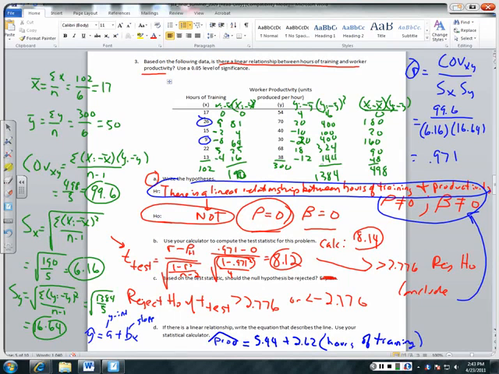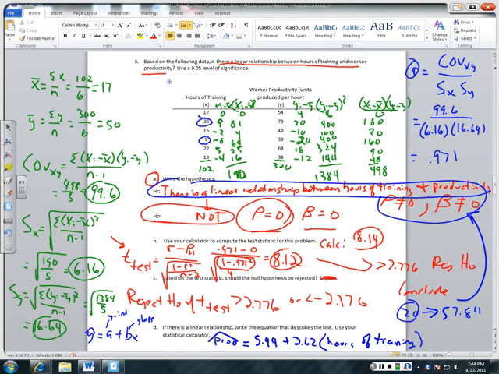You would get 5.44 plus 2.62 times 20. And so if you did it for 20, that would be a forecast of 57.84. I'm just making this number up right now.